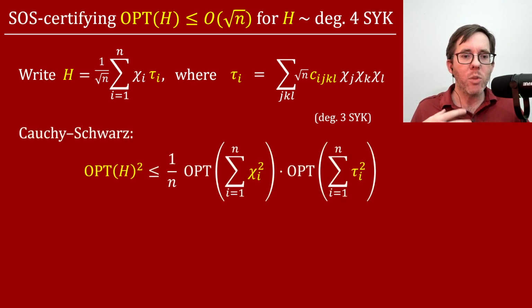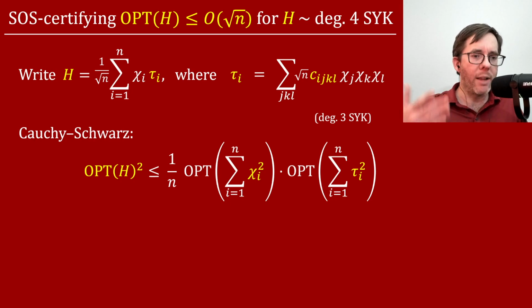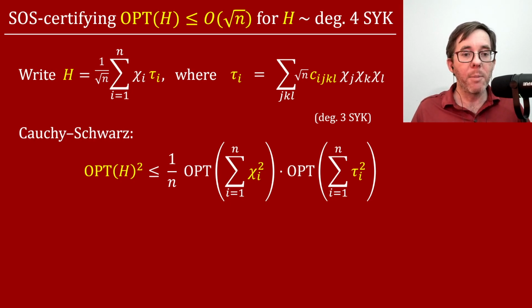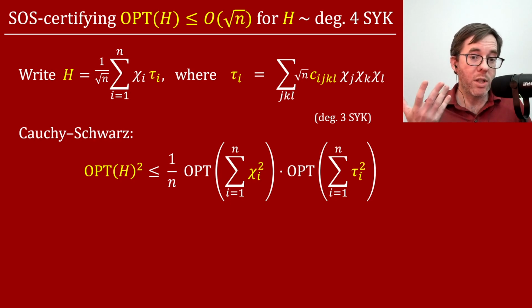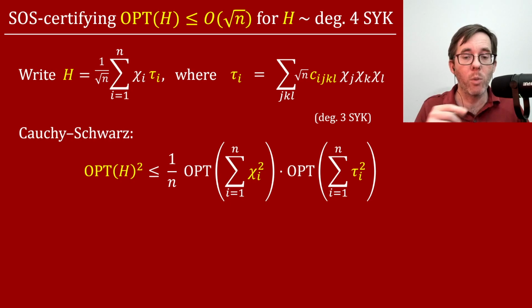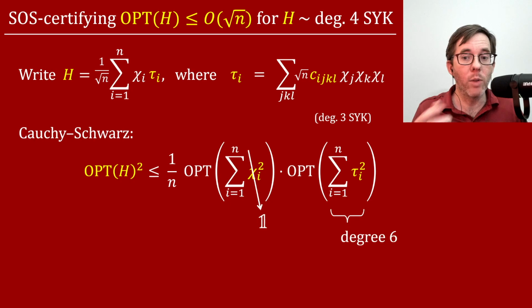Okay, so now the argument kind of begins. We can apply matrix Cauchy-Schwarz to this summation H to conclude that opt squared, which is lambda max of H squared, is at most 1 over n, that's the square of 1 over root n, times lambda max of the sum of the chi I squareds times lambda max of the sum of the tau I squareds. Now the chi I squareds are just the identity, 1. So this first factor after the 1 over n is just n, and that cancels with the 1 over n. So really all that's left is this last expression, opt of the sum of squares of the tau I's. Now the tau I's are of degree 3, so if we square them, we get degree 6.